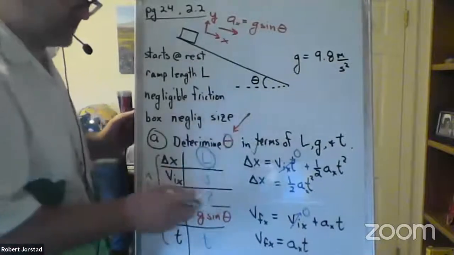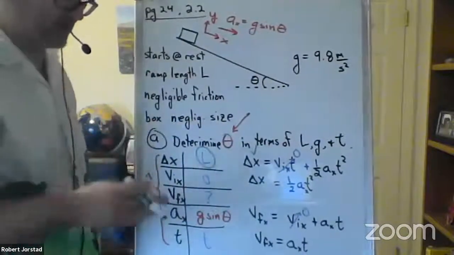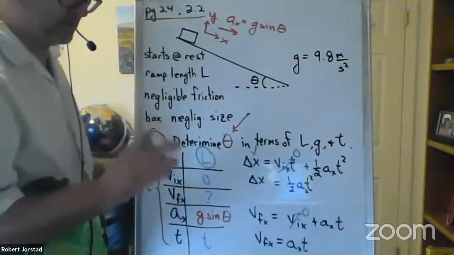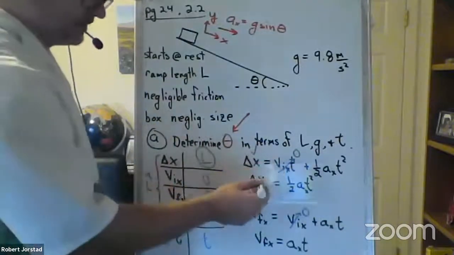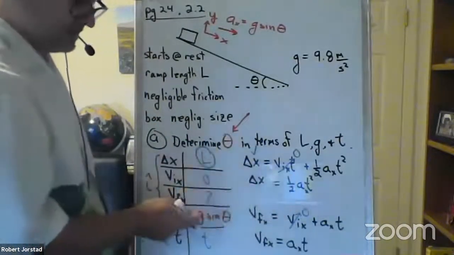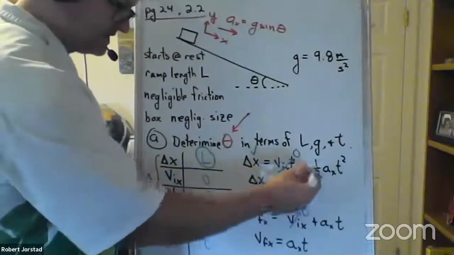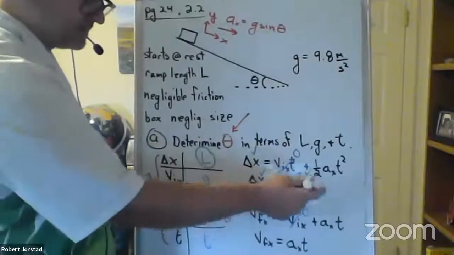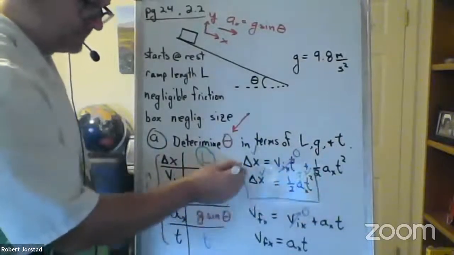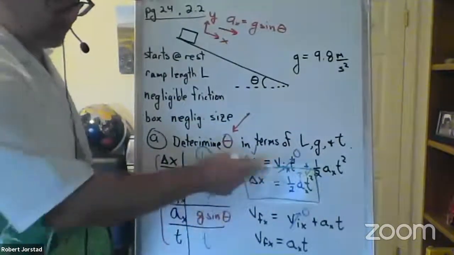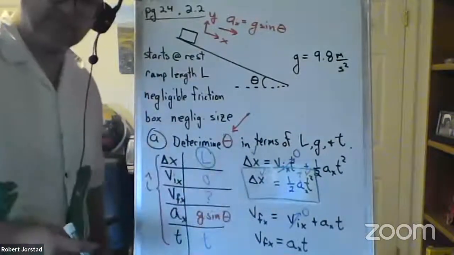Now you might be saying, wait, it's L. I don't know what L is. You're right, but it's one of the given variables, one of the assumed known variables. This one's 0. A, that has theta in it, so that's unknown, but T is known. So we know X, this looks like a good equation to me. We know everything except for A sub X. Once we figure out A sub X, we can figure out theta.